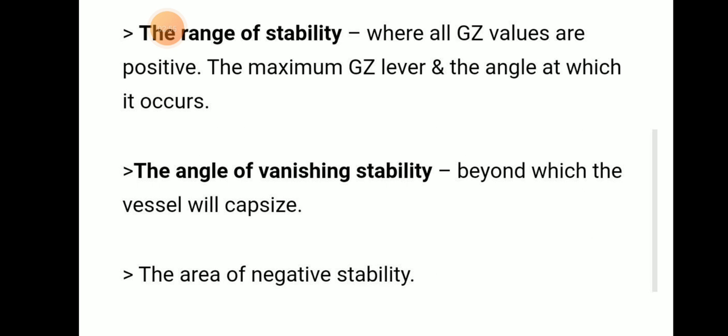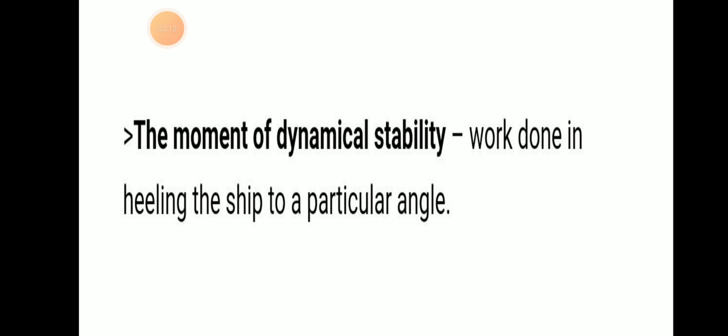Then the range of stability: the range where all GZ values are positive, with the maximum GZ lever and the angle at which it occurs. Beyond the angle of vanishing stability the vessel will capsize, that is the area of negative stability. Then the moment of dynamical stability means the work done in heeling the ship to a particular angle.